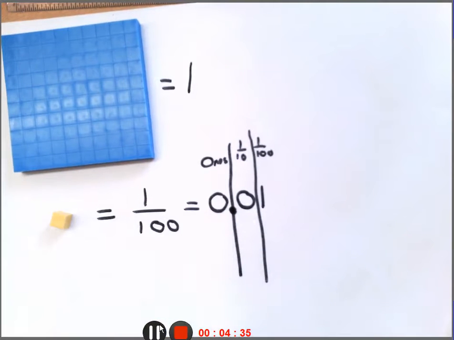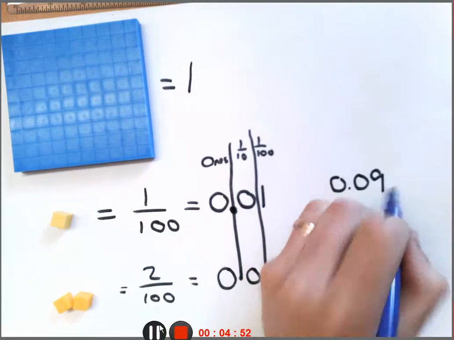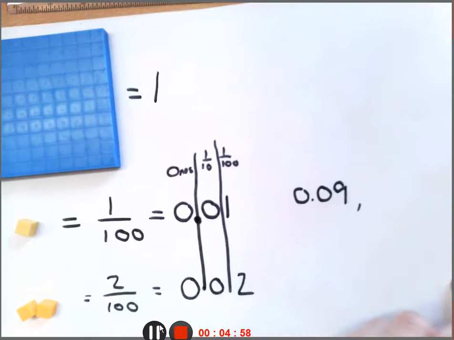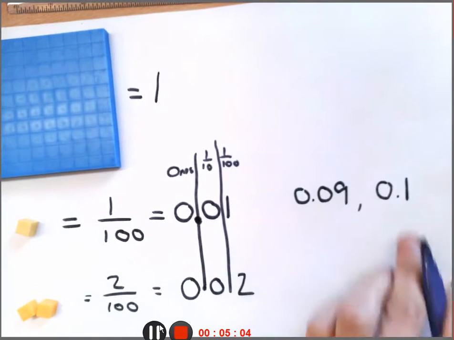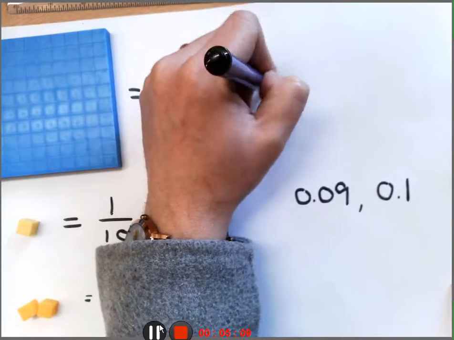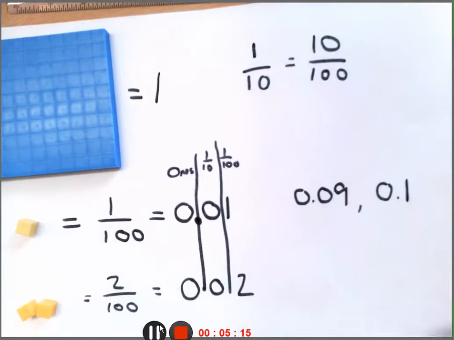Okay, so here I have 1/100. If I had 2, then it would be 2/100ths, and as a decimal I would do it as 0.02, all the way to 0.09, and then the next number in the sequence would be 10 hundredths, which is the same as 1/10, and it would go 0.1. And that's really important, knowing that 1/10 is the same as 10 hundredths. Okay?